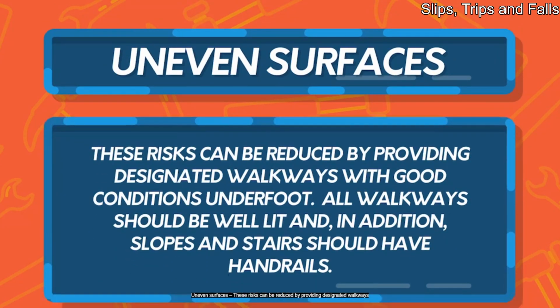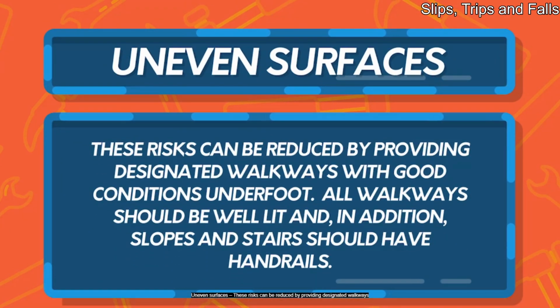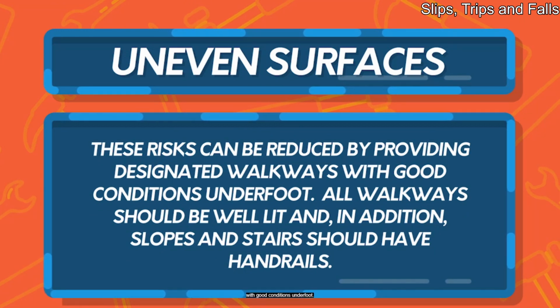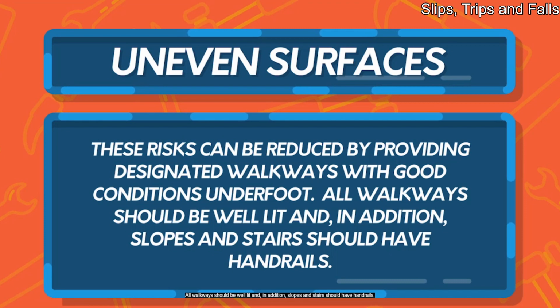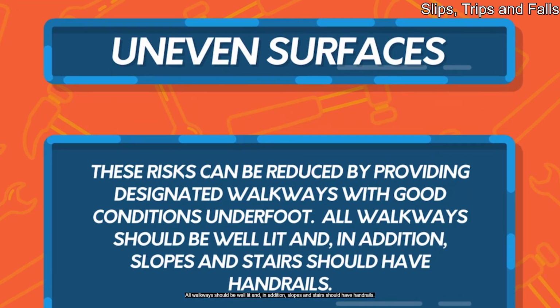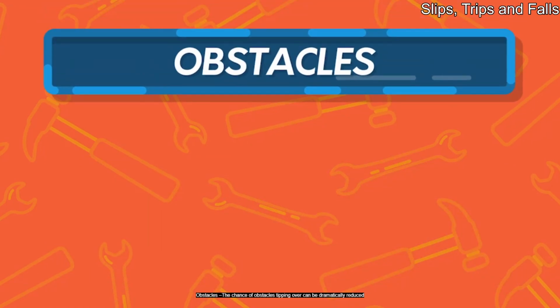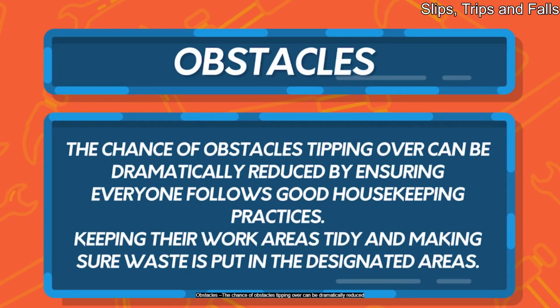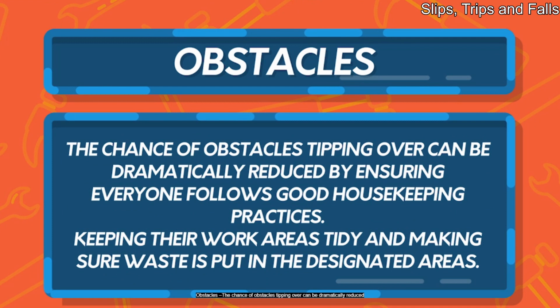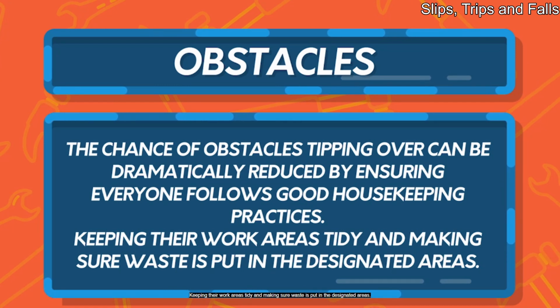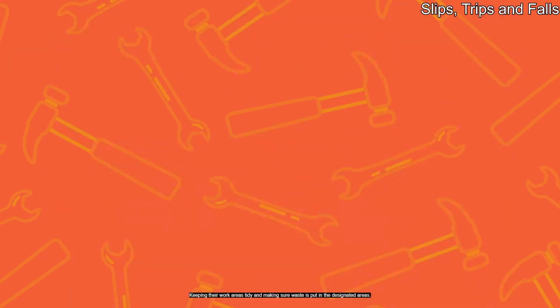Uneven surfaces. These risks can be reduced by providing designated walkways with good conditions underfoot. All walkways should be well lit, and in addition, slopes and stairs should have handrails. Obstacles. The chance of obstacles tipping over can be dramatically reduced by ensuring everyone follows good housekeeping practices. Keeping their work areas tidy and making sure waste is put in designated areas.